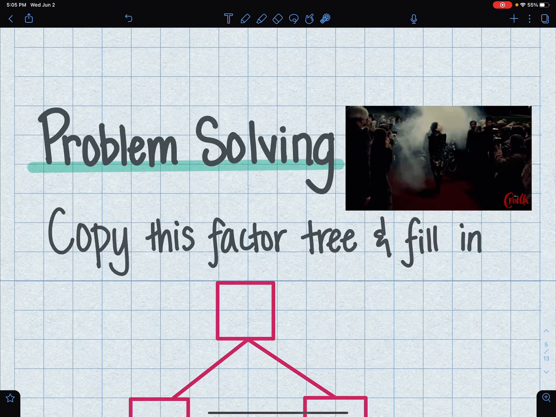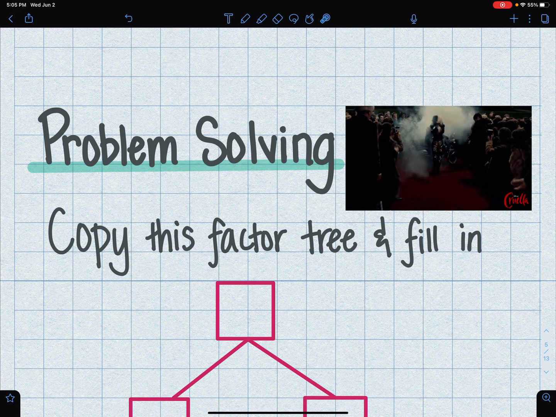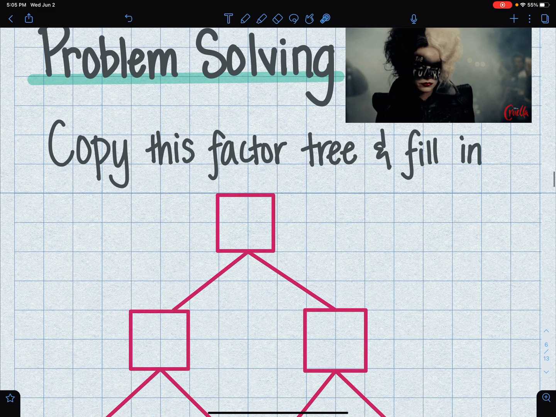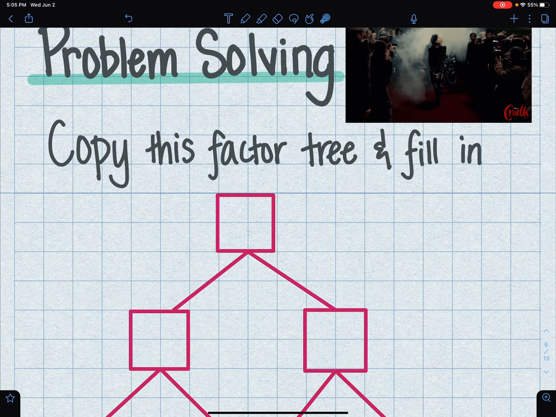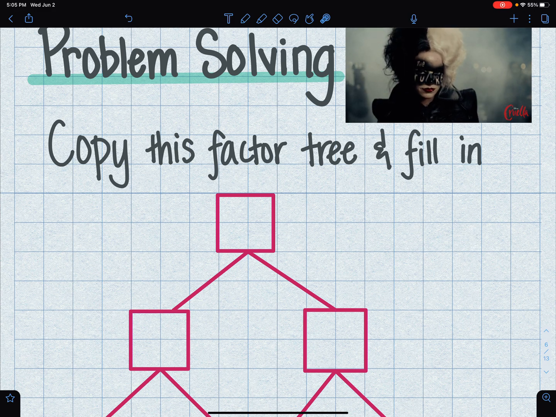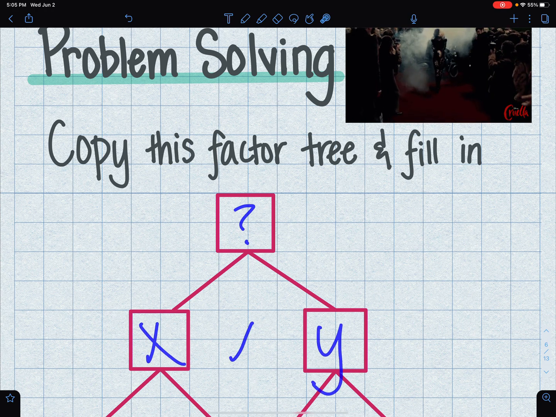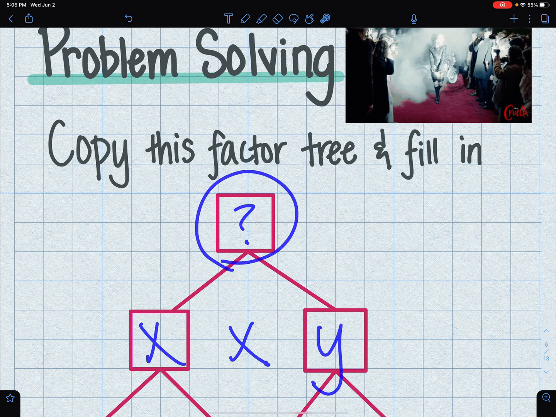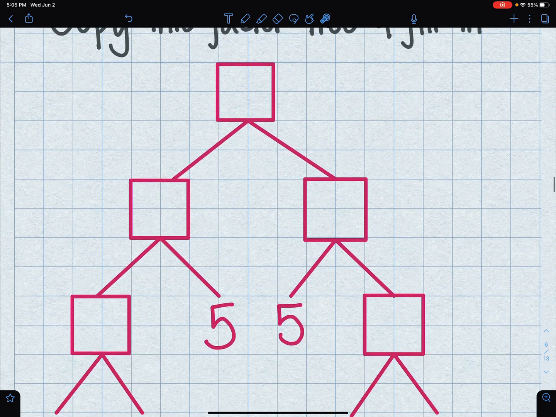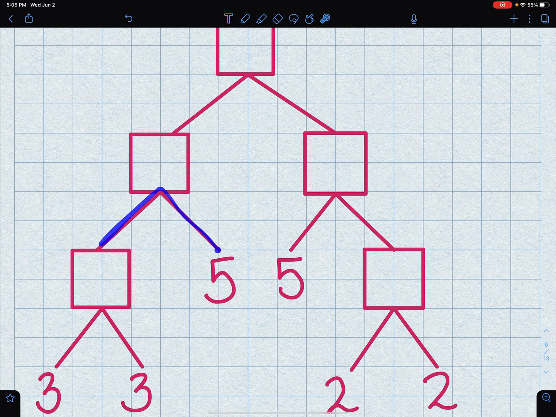Problem solving. Here we go. We are going to copy this factor tree and fill it in. Okay, so do you remember how to do factors? When you're doing factors, you start with a number here. This number can be divided to get two numbers, x and y, that when you multiply them together, make this number. Okay, and then you divide this one down into 5 times something has to equal this number, right?